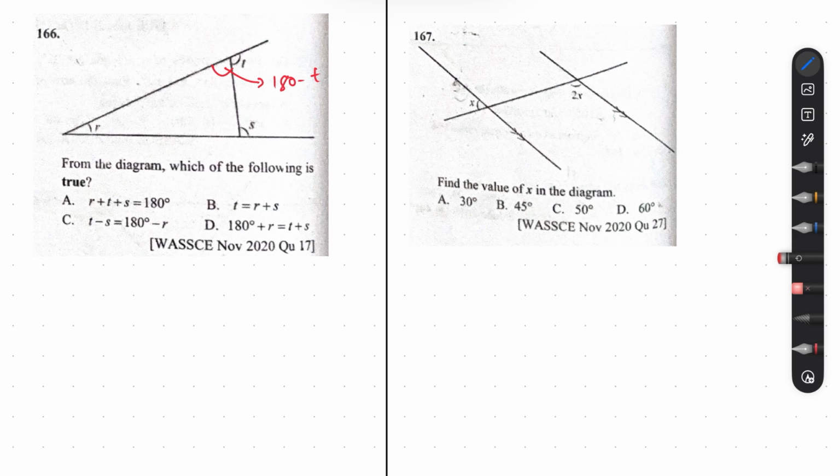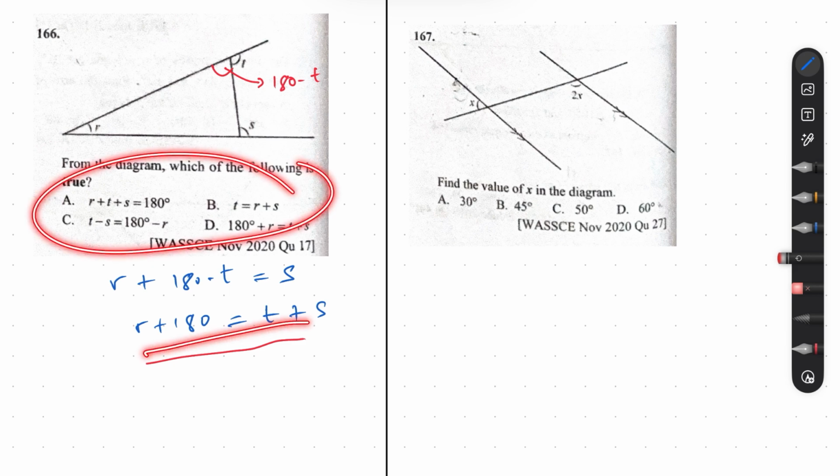Since we have this angle, we can now create a relation between these three angles, because the sum of two interior angles gives us the opposite exterior angle. So that means r plus 180 minus t should give us what? S. So we can have r plus 180 equal to t plus s. Cool. So this is the relation between these three variables.